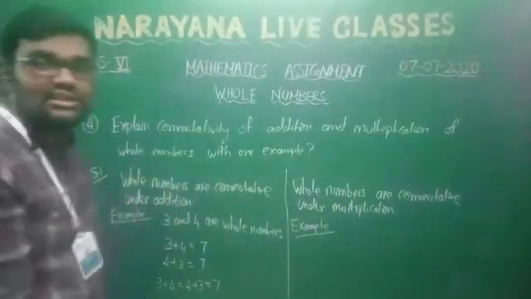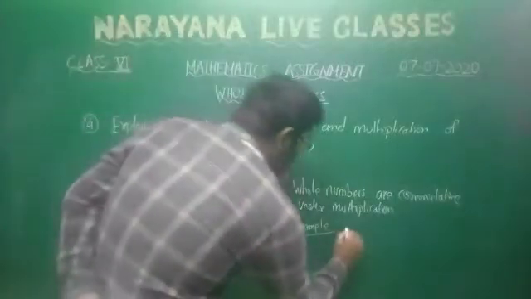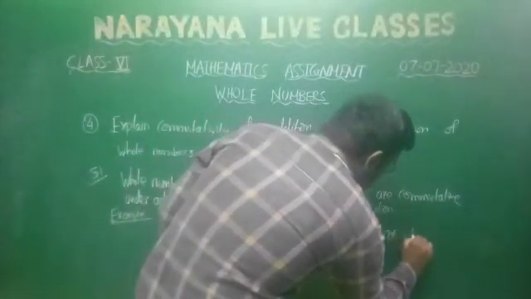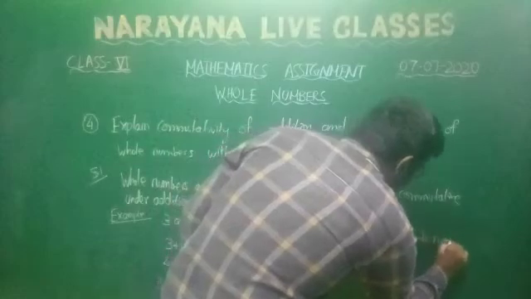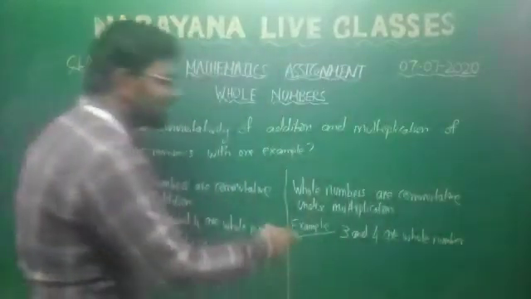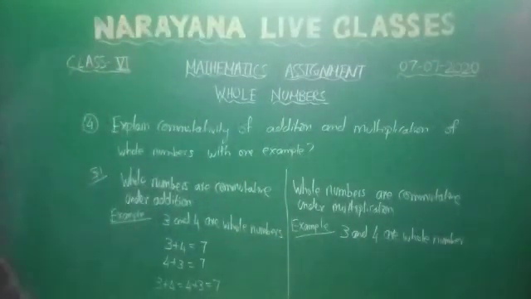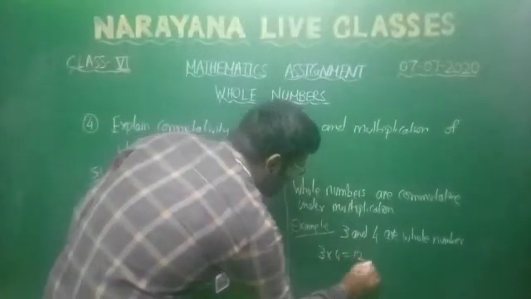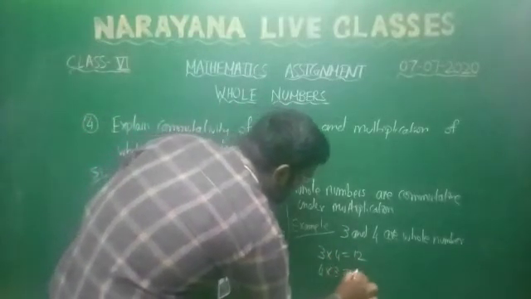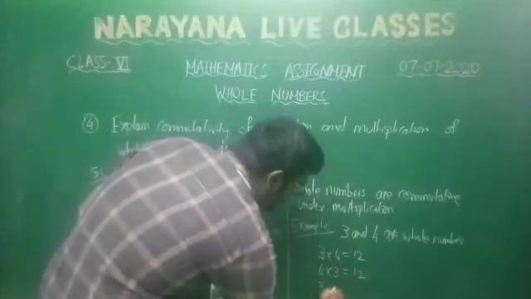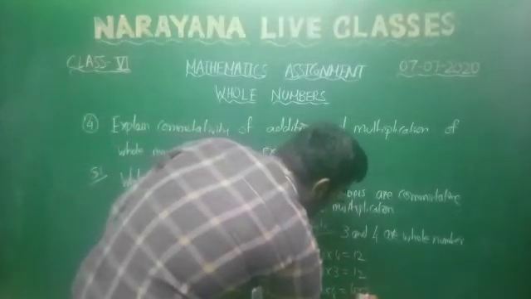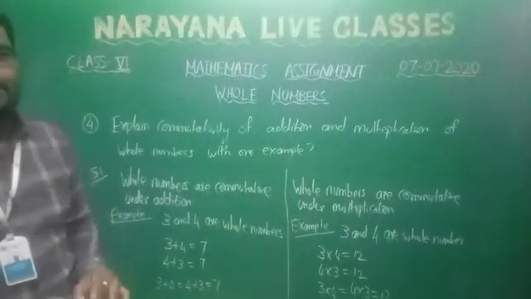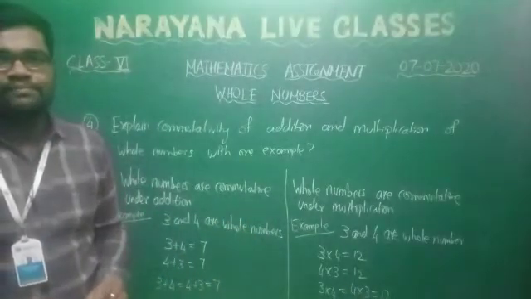Similarly, we want to discuss for multiplication also. The same, we will take 3 and 4 as whole numbers, such that we are applying the property under multiplication. If we multiply, we get 3 into 4 is equal to 12, and also 4 into 3 is equal to 12. So 3 into 4 is equal to 4 into 3 is equal to 12. Therefore, the commutative property under multiplication also we have proved with the example.